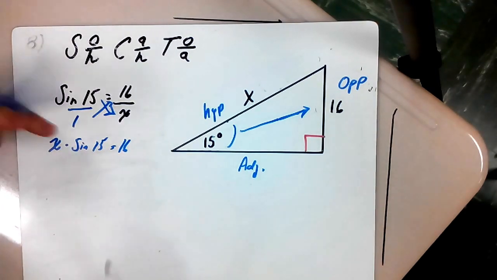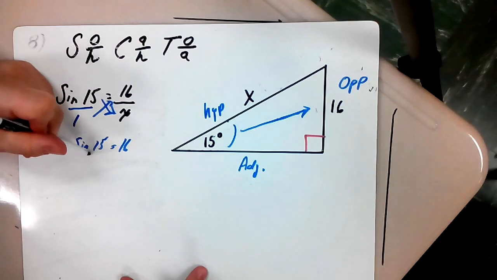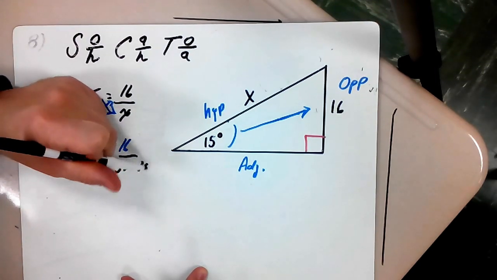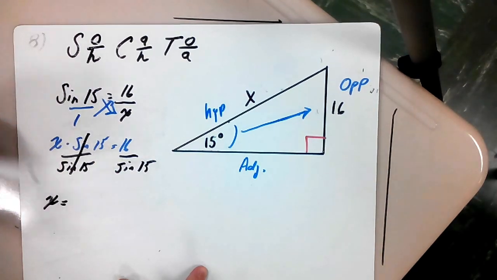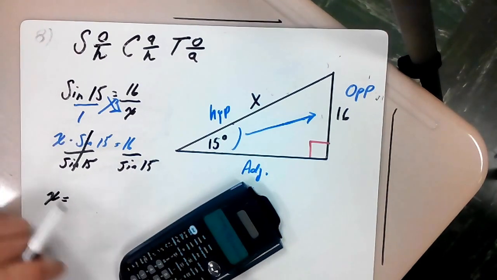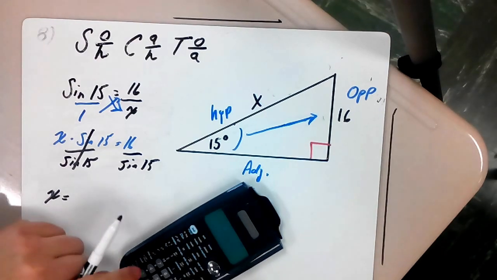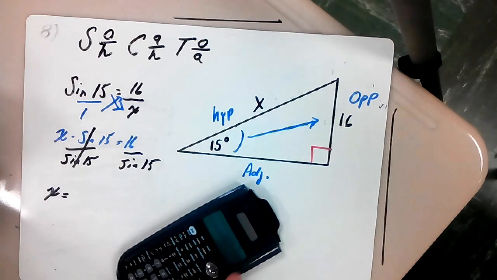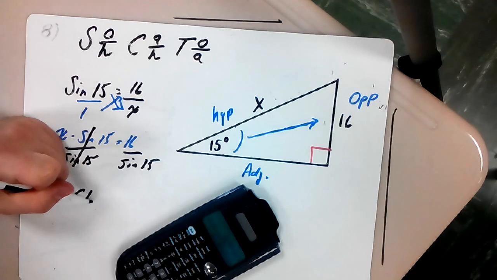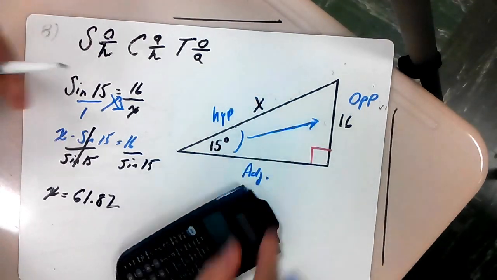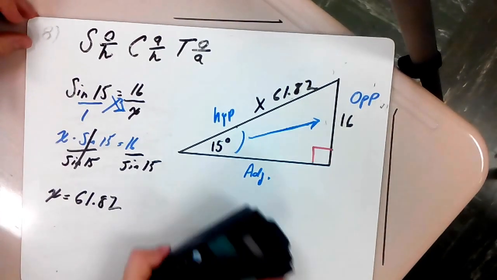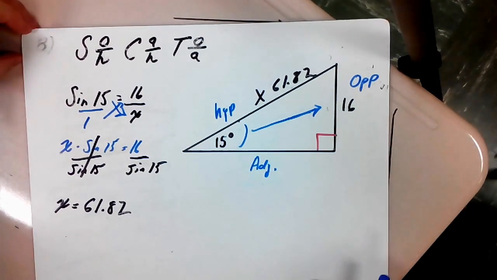x is not by itself, so I'm going to divide by sine 15 on both sides, and then plug that into the calculator. So 16 divided by sine 15. Whoops, and I get this. I could hit the button to convert that to a decimal, and there we go. That means this side is 61.82, whatever units it is, long. Okay, next.